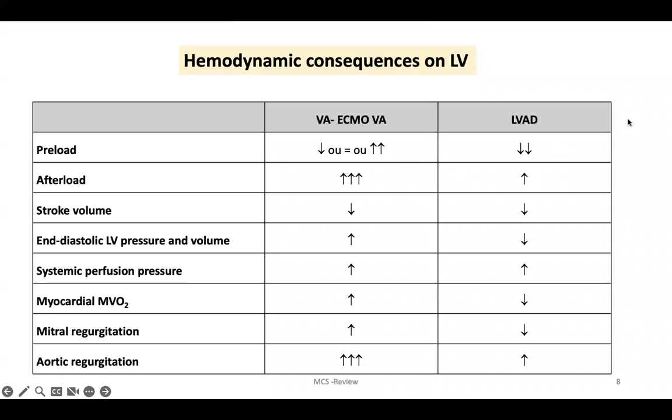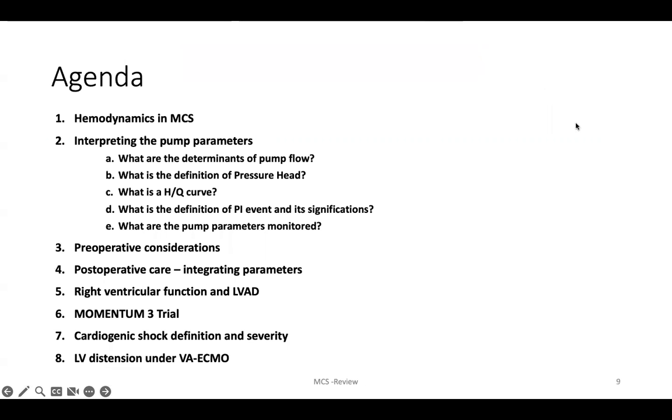transpulmonary or the pulmonary vessels, but you will have a huge increase of afterload. You're going to decrease the stroke volume, increase the end diastolic LV pressure, increase the systemic pressure, and increase the myocardial oxygen consumption, and increase the mitral regurgitation, and certainly exacerbate an aortic regurgitation. So I think this is one of the things you should keep in mind, and it's going to help you to understand and manage a patient under MCS.